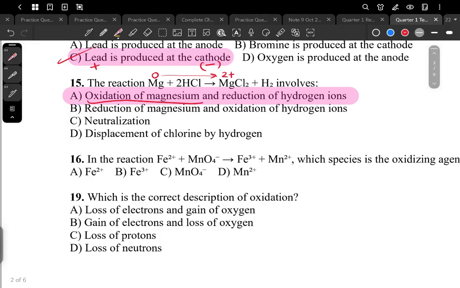So this is considered to be oxidation. Oxidation of magnesium happens. So let's talk about the reduction of hydrogen. The hydrogen in the hydrochloric acid actually has an oxidation number of positive 1, and after the reaction it has an oxidation number of 0. So when it goes from positive 1 to 0, it means it decreases, so reduction happens to the hydrogen. So this statement is actually correct.